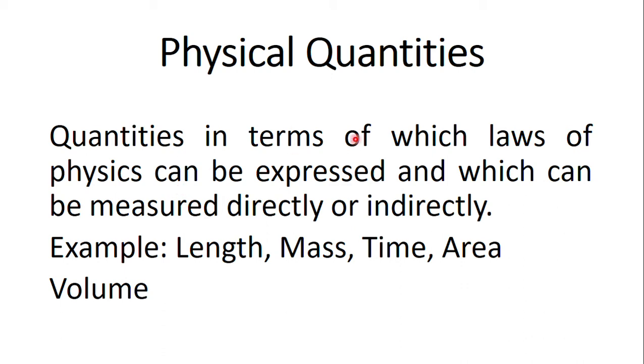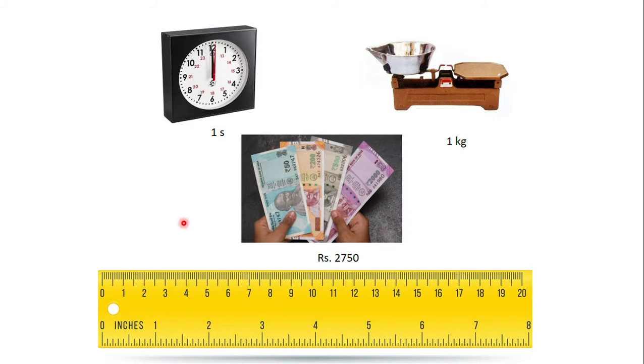So how will you define a physical quantity? Quantities in terms of which laws of physics can be expressed and which can be measured directly or indirectly. So length, mass, time, area, volume are the physical quantities that you can measure and through which you can express the laws of physics. Now in this slide, you see a lot of images. I have also specified the quantities with proper units. So here I have expressed 1 second and here it is 1 kg. The currency denotes rupees 2750 and here you have a scale, a measuring device to measure length.